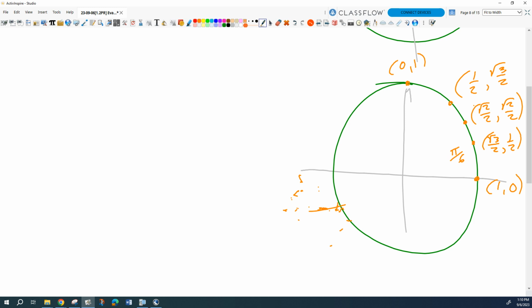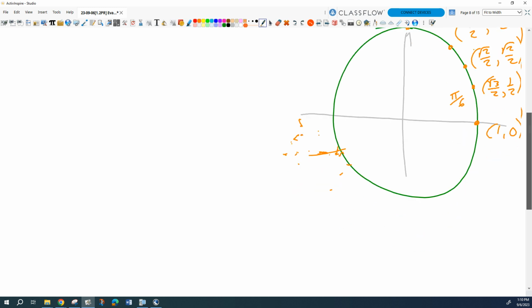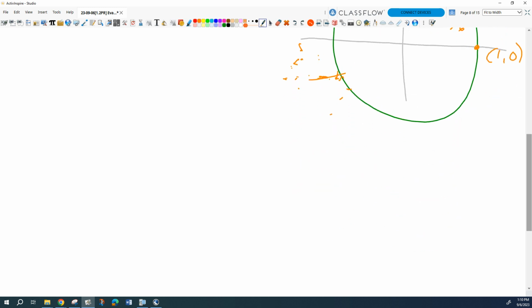Make sense? Okay, here's another way to keep that straight. The more ways you have to think about this, the easier it is to remember. If you think about all the different numbers that show up in the coordinates in quadrant 1, let's put them in order. The smallest is 0. The next smallest is 1/2. The next smallest is square root of 2 over 2, because square root of 2 is bigger than 1, right? The next biggest is square root of 3 over 2, because square root of 3 is bigger than square root of 2. And then the biggest is 1.